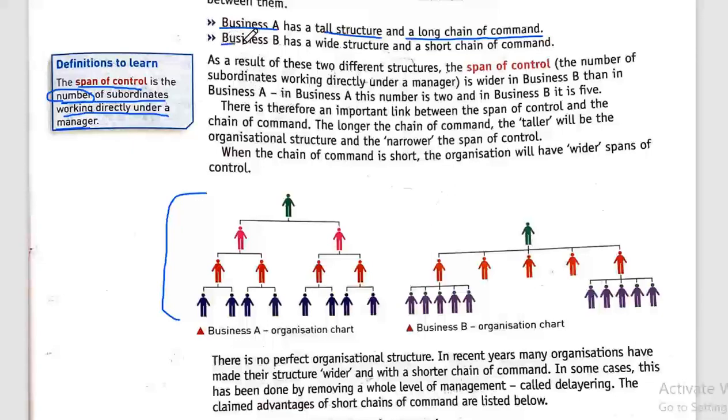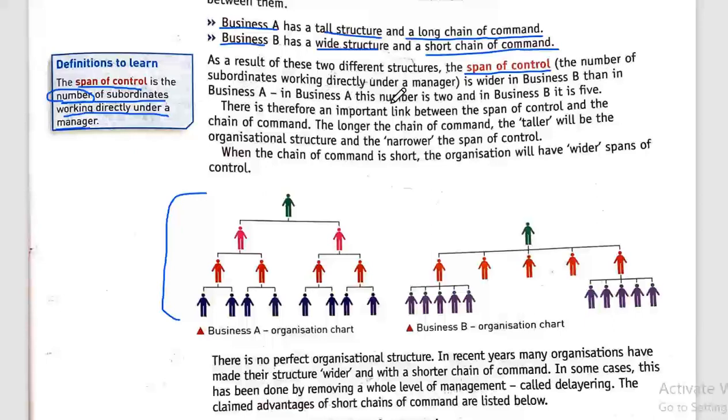Meanwhile, business B has a wide structure and a short chain of command. You can see that this one is wider. There are fewer levels than in business A. As a result of these two different structures, the span of control, the number of subordinates working directly under a manager, is wider in business B than in business A.